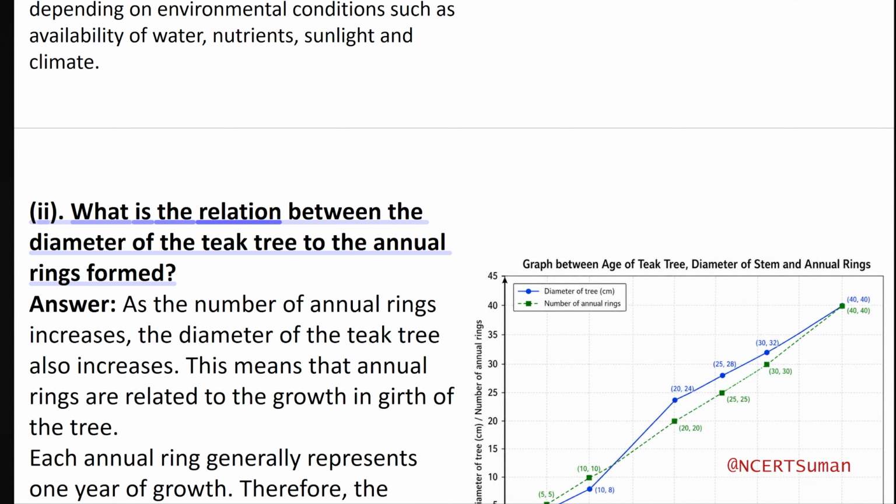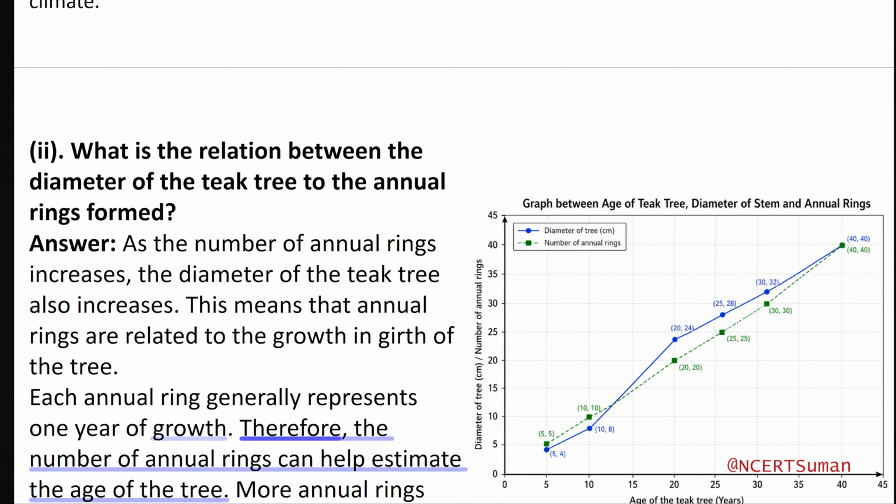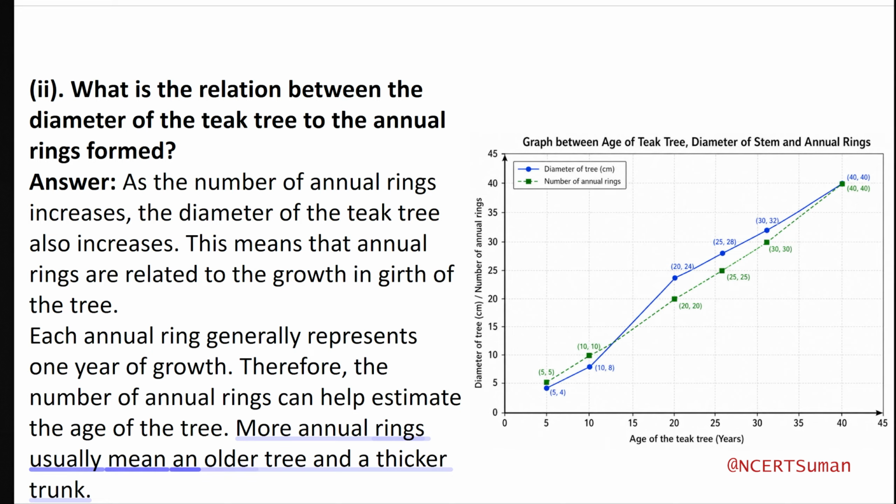2. What is the relation between the diameter of the teak tree to the annual rings formed? Answer: as the number of annual rings increases, the diameter of the teak tree also increases. This means that annual rings are related to the growth in girth of the tree. Each annual ring generally represents 1 year of growth. Therefore, the number of annual rings can help estimate the age of the tree. More annual rings usually mean an older tree and a thicker trunk.